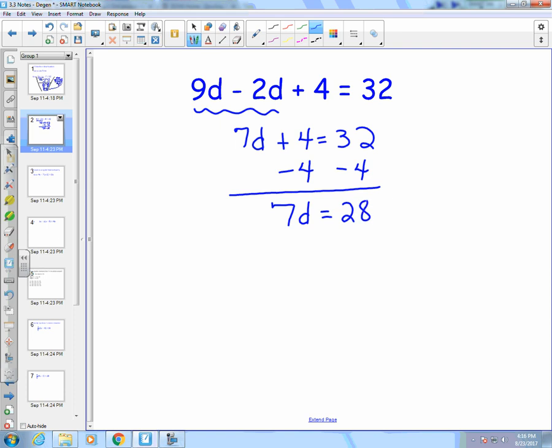7d, that means 7 times d. We undo multiplication with division, so we're going to divide by 7 on both sides and have d is equal to 4. Again, please put a box around your answer. Show the work on both sides as you're working through the problem. Once we get down to chapter 3, I won't make you show work on both sides like I am doing here, but it's still, you have to be doing that in your head.